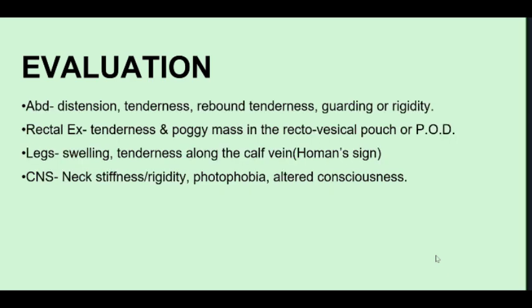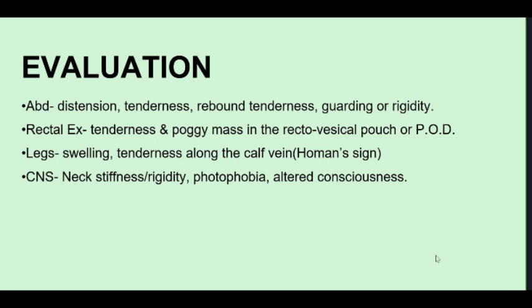We also want to look at the abdomen. Is the abdomen distended? Is the abdomen tender? Is there rebound tenderness? Is there guarding or rigidity? When we're looking at tenderness, if it is generalized with guarding, is this patient now developing peritonitis, or what other things can come to your mind as differentials? On rectal examination, is there tenderness? Is there a bulging mass in the rectovesical pouch, to know if there's actually a collection?